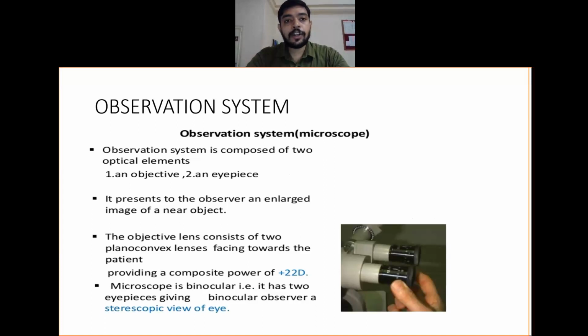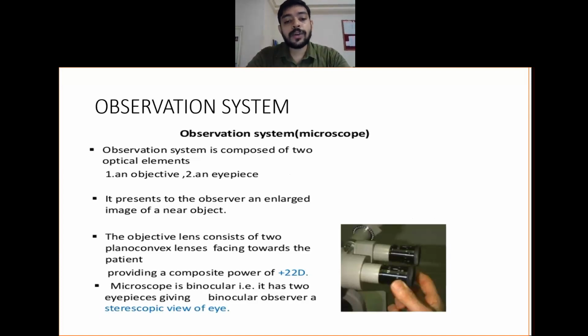Whichever area we are observing, that particular area will be magnified. We can view a magnified view of the observed area with the observation system. The objective lens consists of two plano convex lenses facing towards the patient, providing a composite power of plus 22 diopters. So the objective lens we use in the observation system is plano convex in nature, and the composite power of the objective lens is plus 22 diopters.